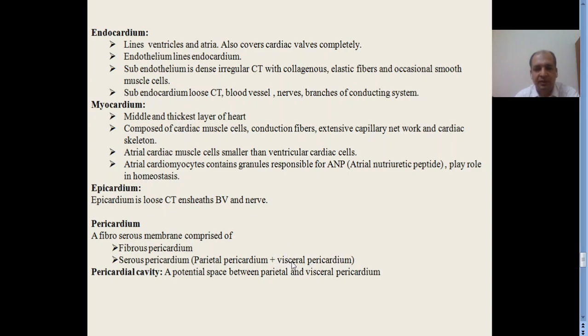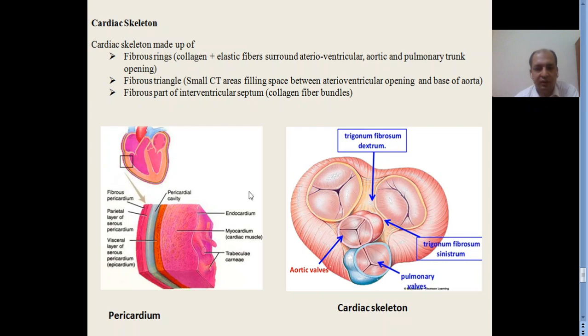It is a mesothelium type of layer that also produces some fluid for the pericardial cavity. That fluid is basically produced by the visceral pericardium. While the cavity that is present between the parietal and the visceral pericardium is called the pericardial cavity.